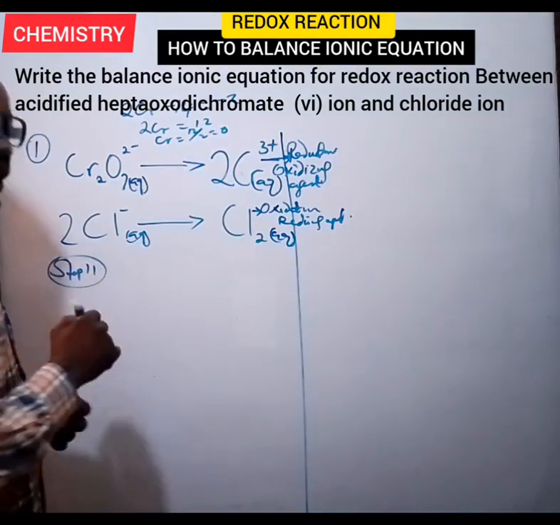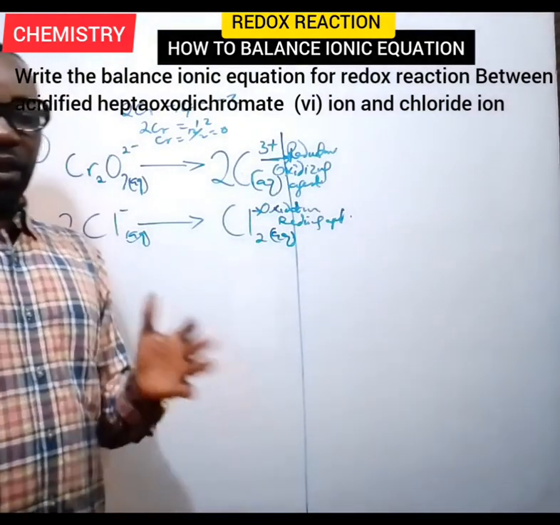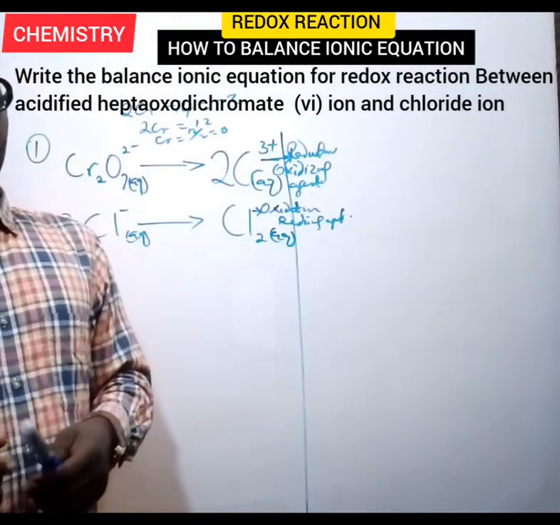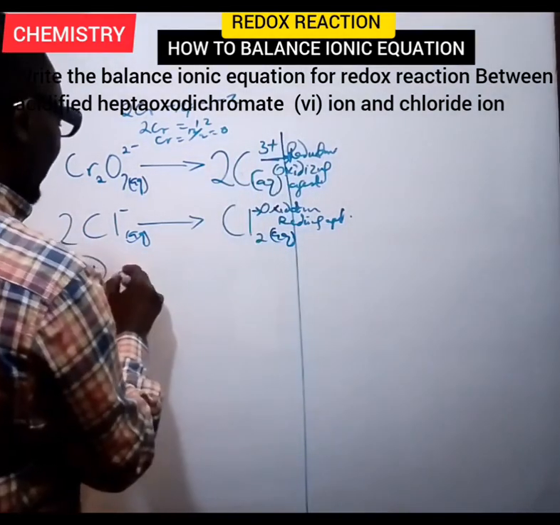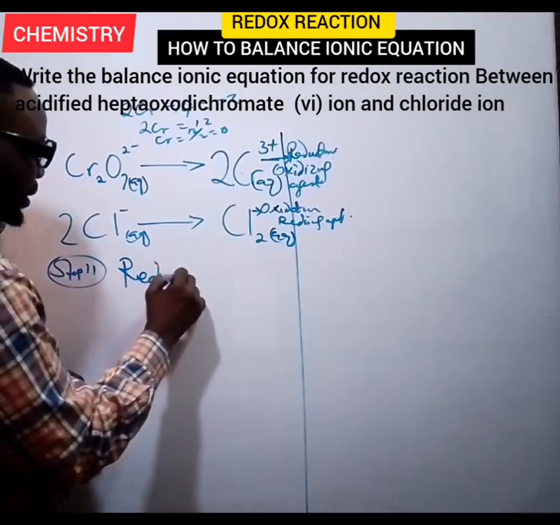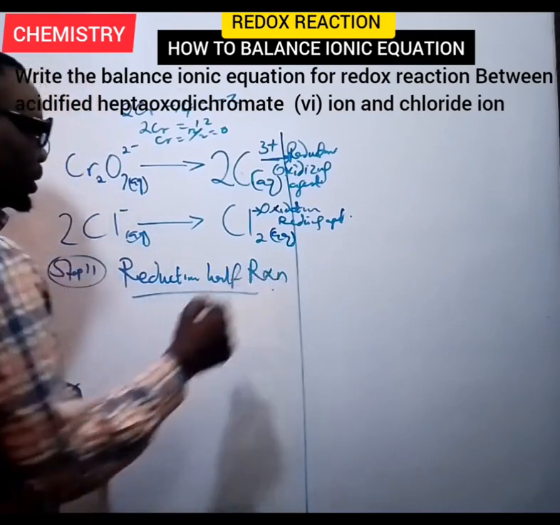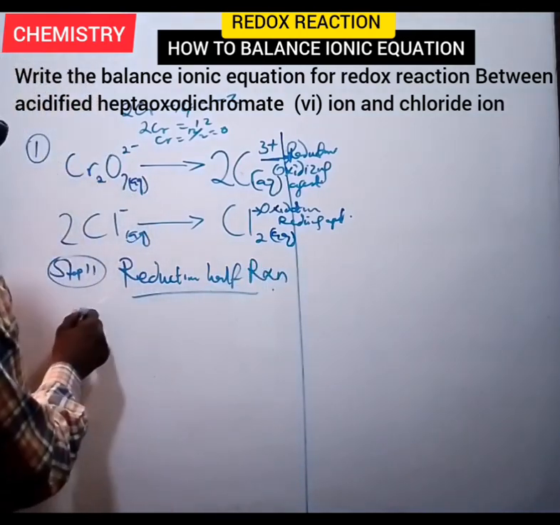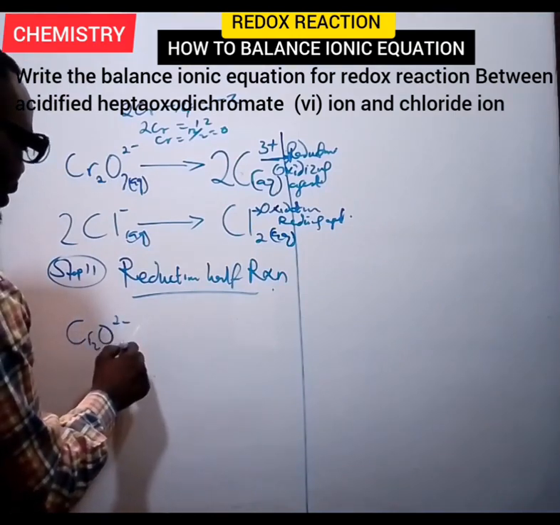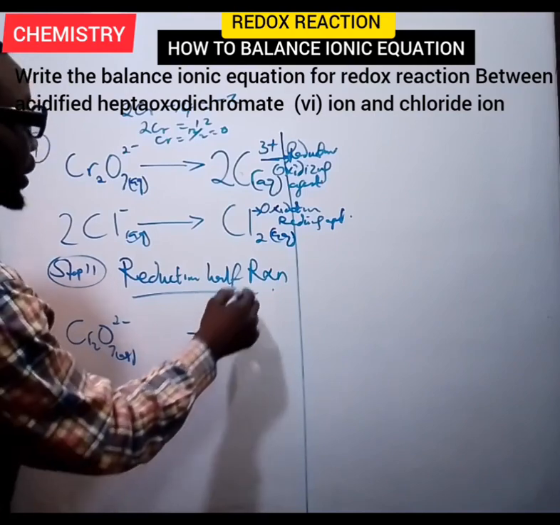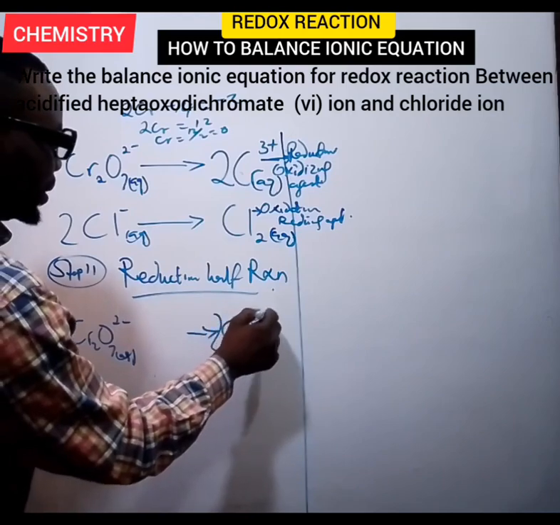Now, the step 2 that you're going to take there. Now, what you do is this. You now look at the reaction from both sides. Let's look at the reduction reaction. That is for the chromium, Cr2O7 2- aqueous, which gives us Cr3+.